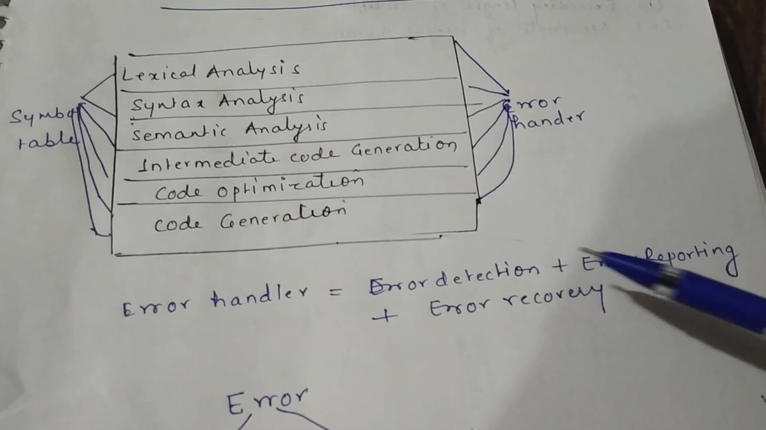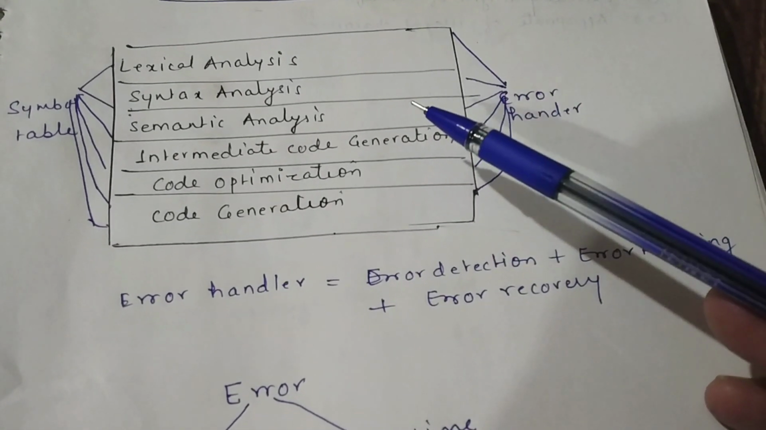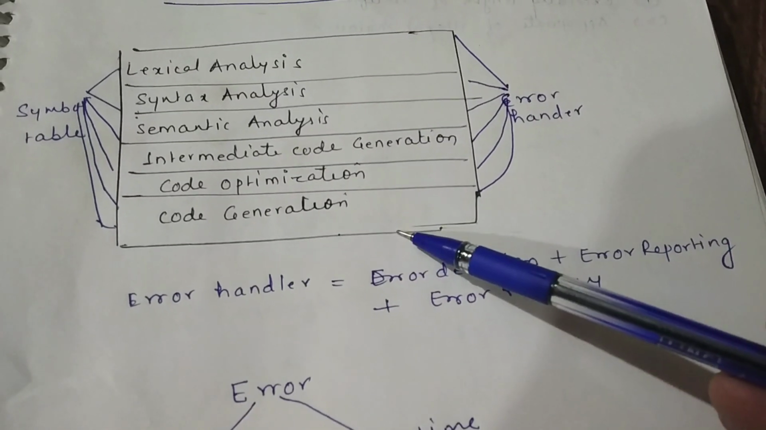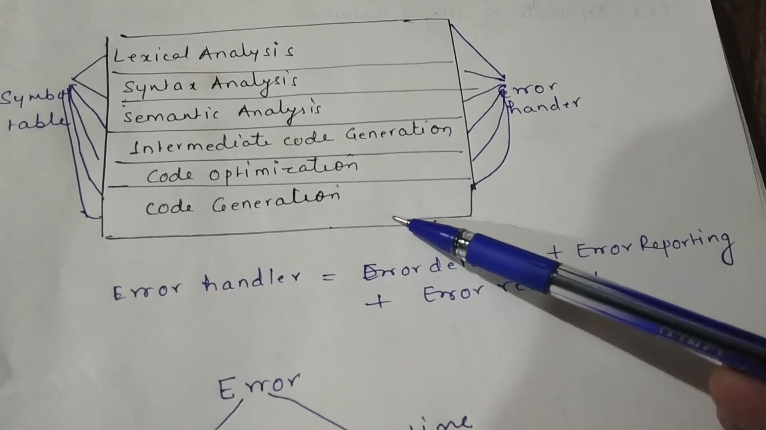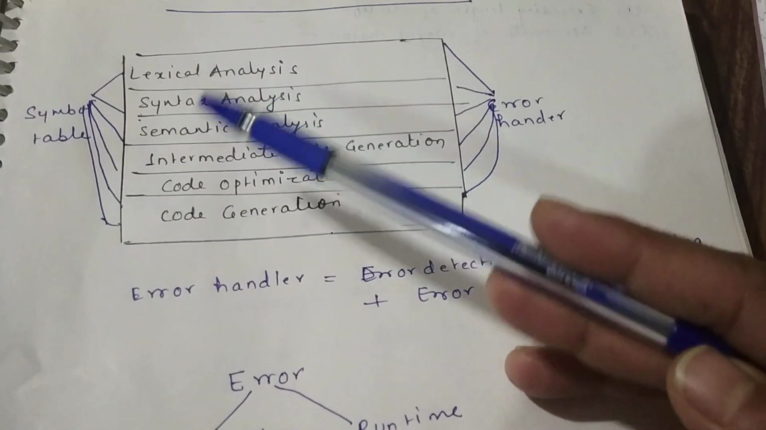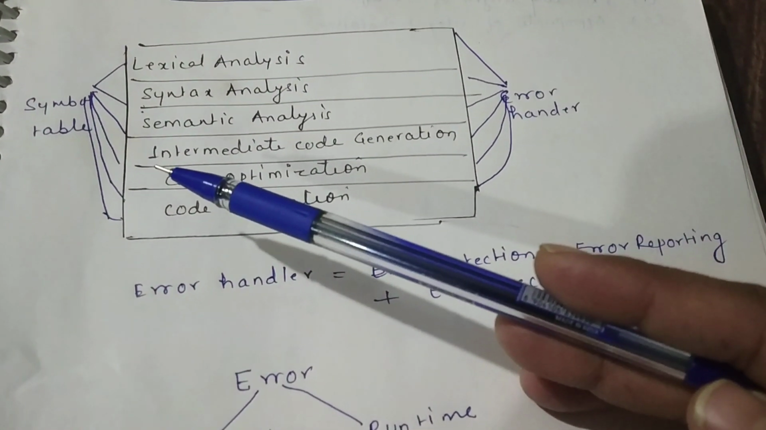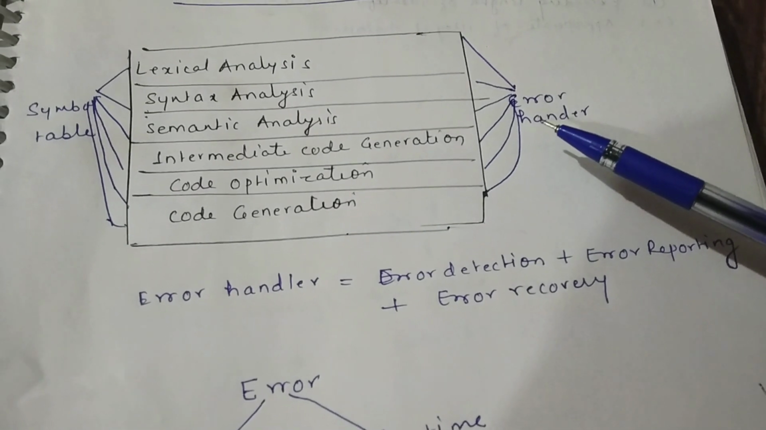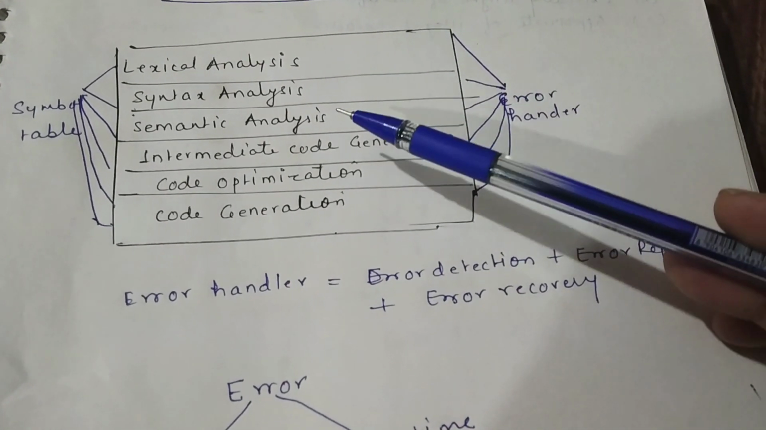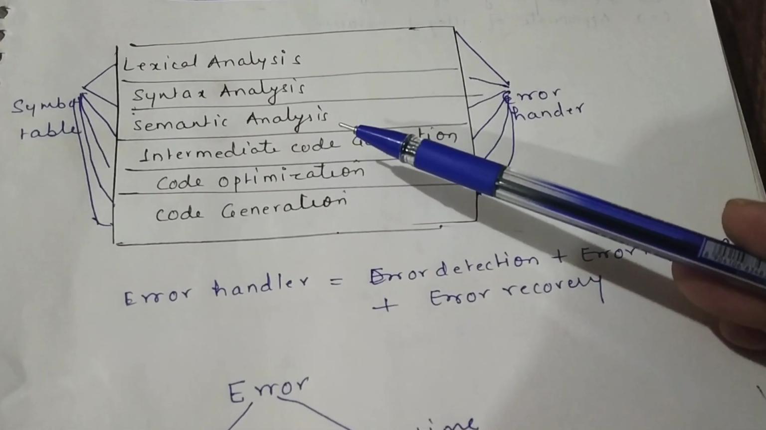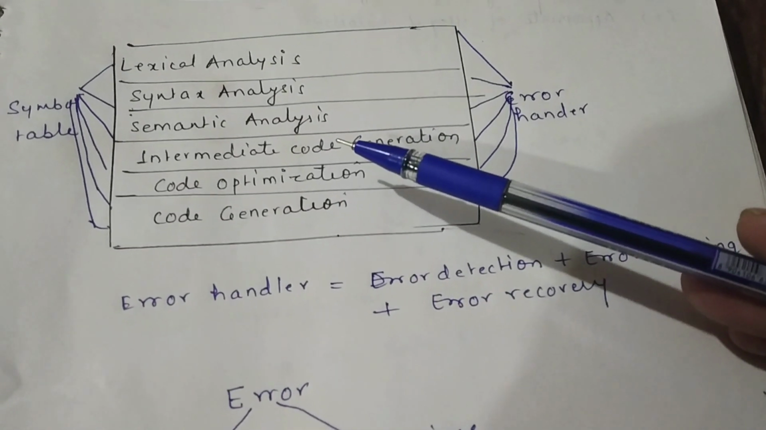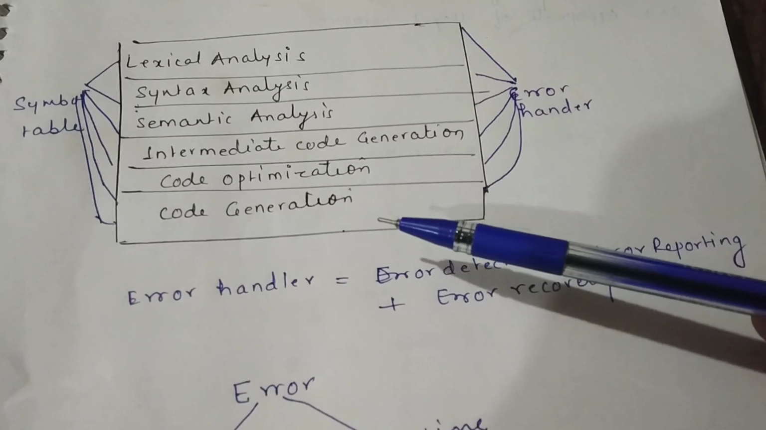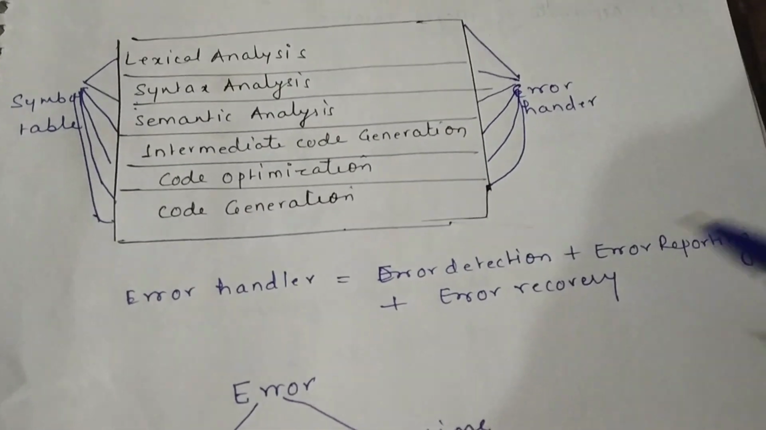We have the 6 phases of compiler: lexical analysis, syntax analysis, semantic analysis, intermediate code generation, code optimization, and code generation phase. These 6 phases are connected with the symbol table and the error handler. The symbol table is created at the time of lexical analysis, syntax analysis, and semantic analysis phase. And these symbol table entries are used by the remaining phases of the compiler to produce the target code.